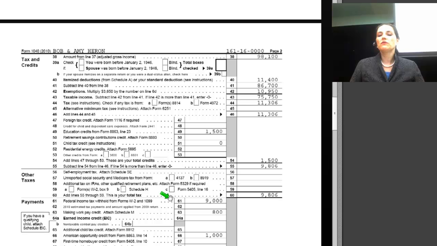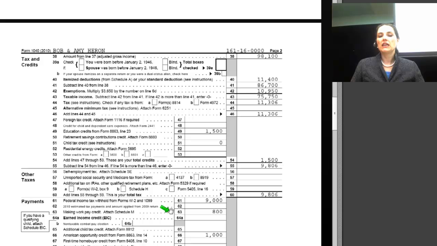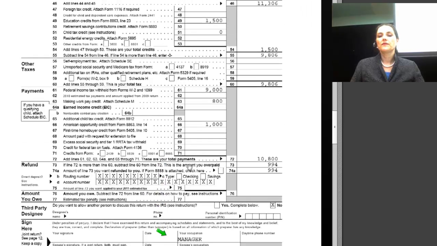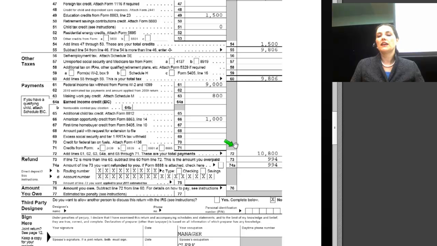Now it's time to look at their withholdings. The W-2s had $9,000 of withholdings showing in box 2. And we enter that amount of withholding on line 61. They are eligible for an $800 making work pay credit. We entered that on line 63. And the refundable portion of the American Opportunity Credit is entered on line 66. Total credits are $10,800. That is more than their tax bill shown on line 60. They end up with a refund of $994.